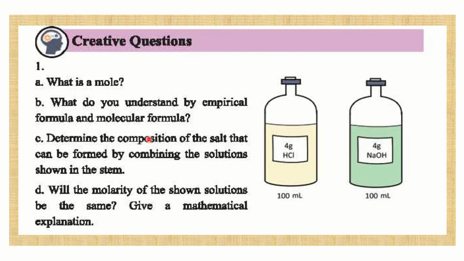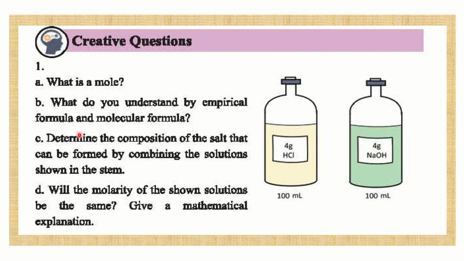Now creative question. 1 number question. Look, this is the stem. There is one bottle, there is another bottle. Everywhere there are 100 ml substance. This is 100 ml HCl and this is 100 ml sodium hydroxide. In this 100 ml HCl, there are 4 gram HCl. 4 gram HCl is dissolved into water to make it 100 ml. And here there are also 4 gram sodium hydroxide. 4 gram sodium hydroxide is dissolved into water to make the solution 100 ml.